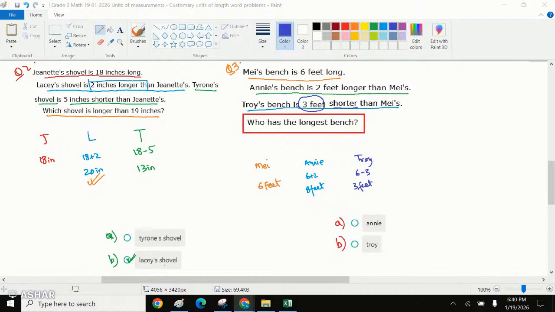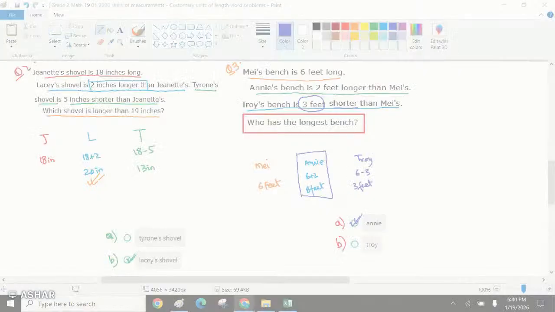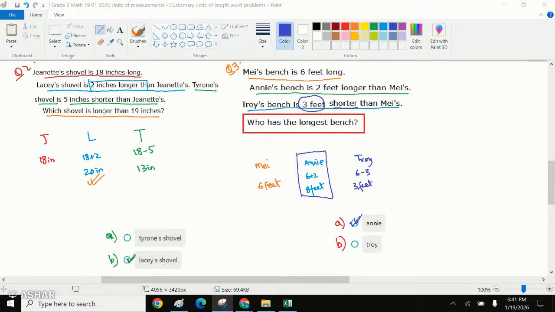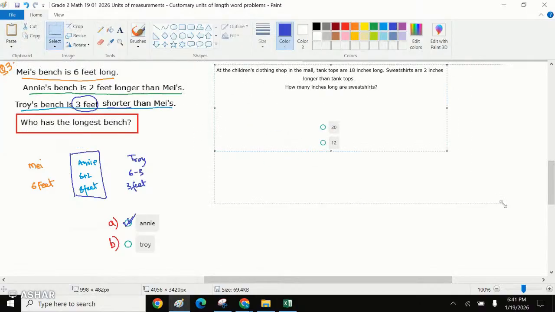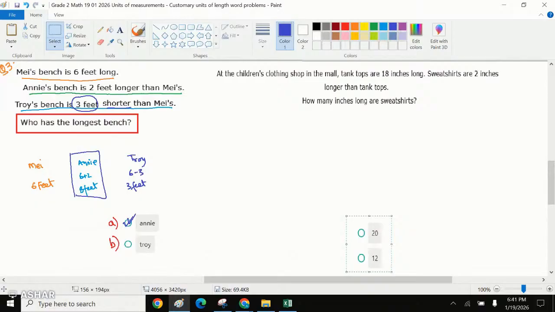We are talking about who has the longest. Annie has the longest bench, right? Because that is 8 feet. It's preferable to write down the values like I'm writing down on the screen now. We will do one more. Let me just copy that and we'll do the next question.